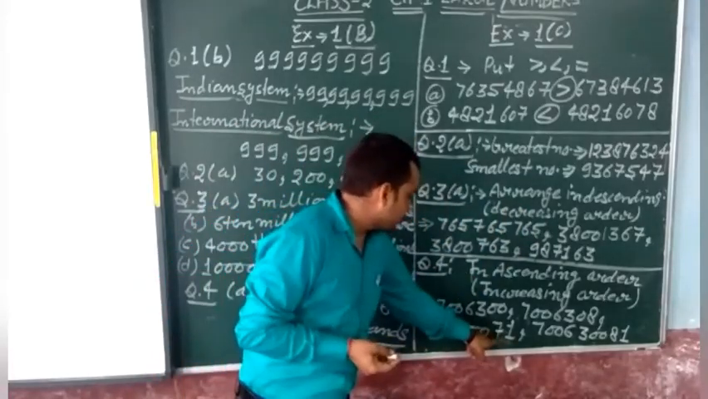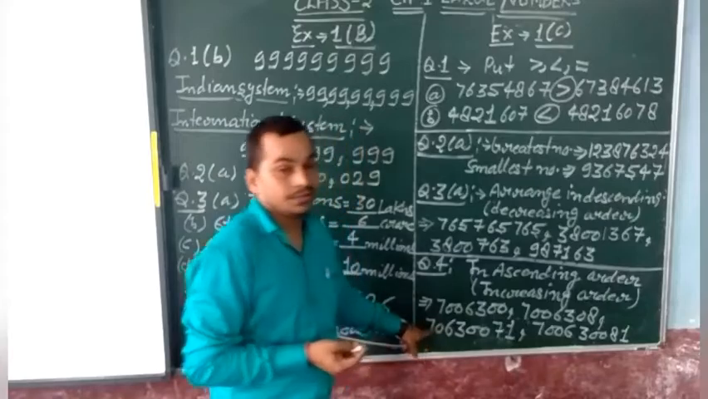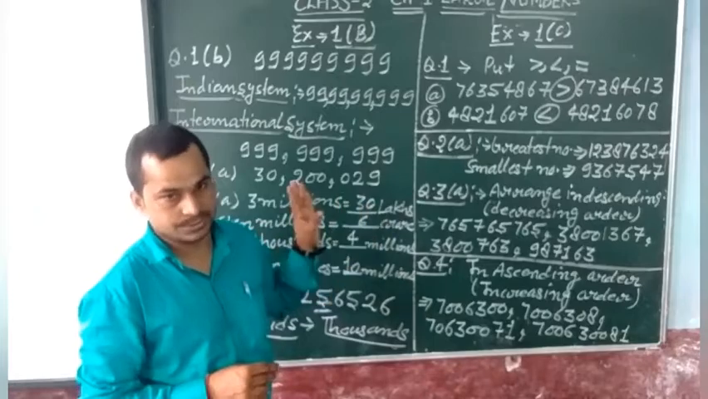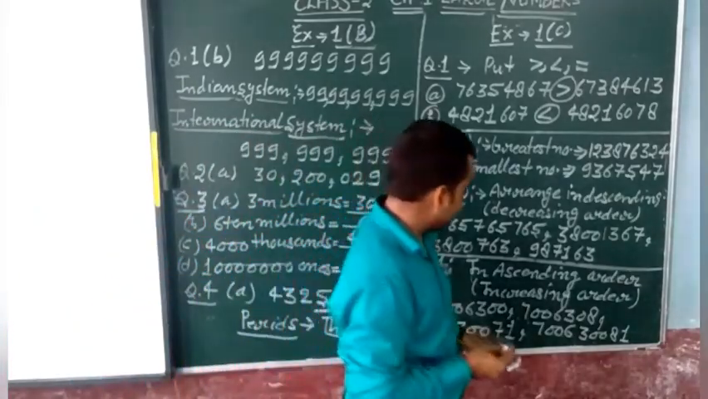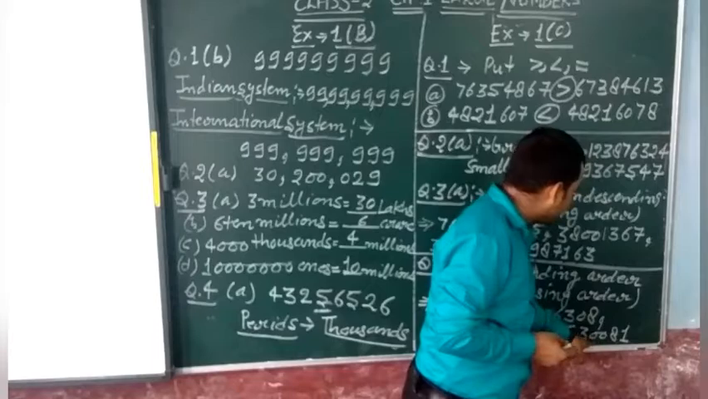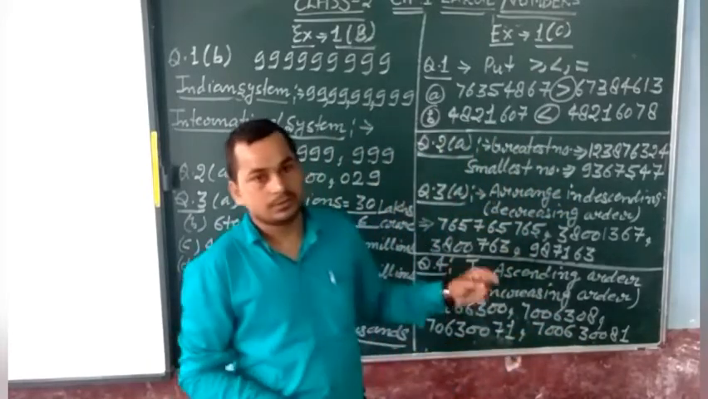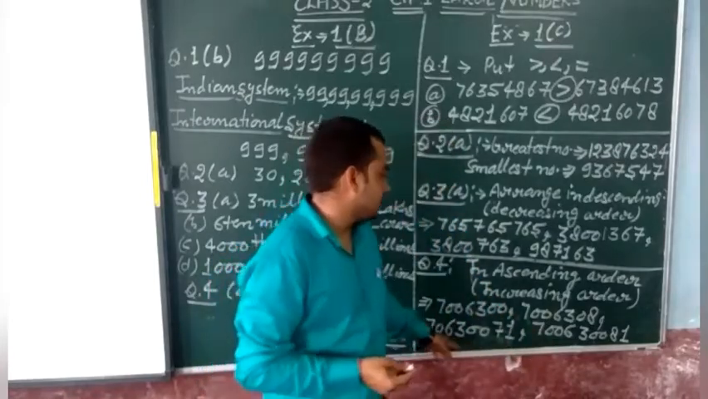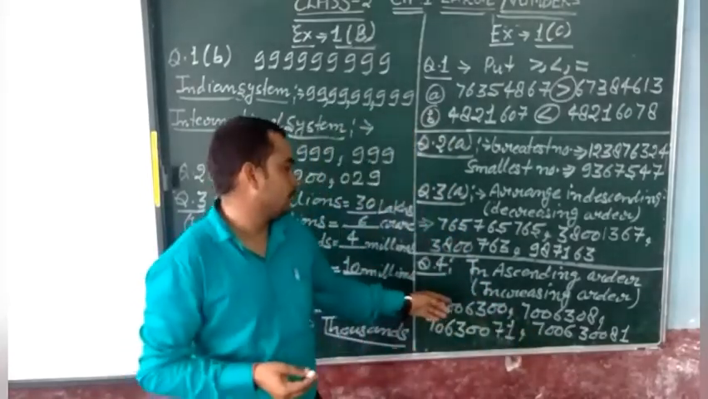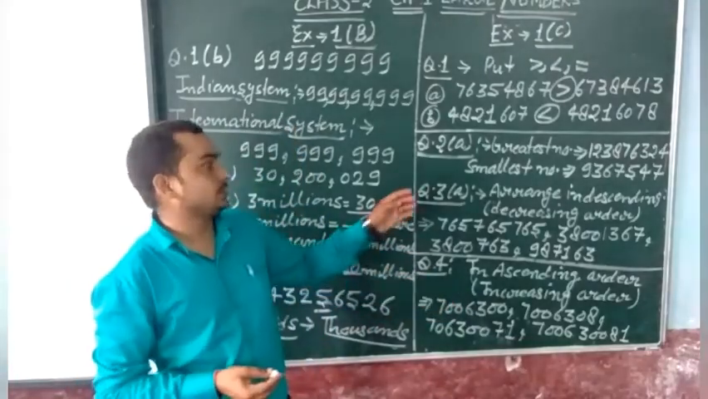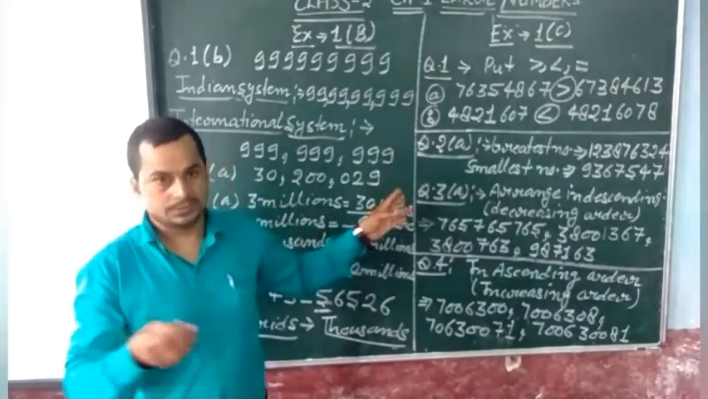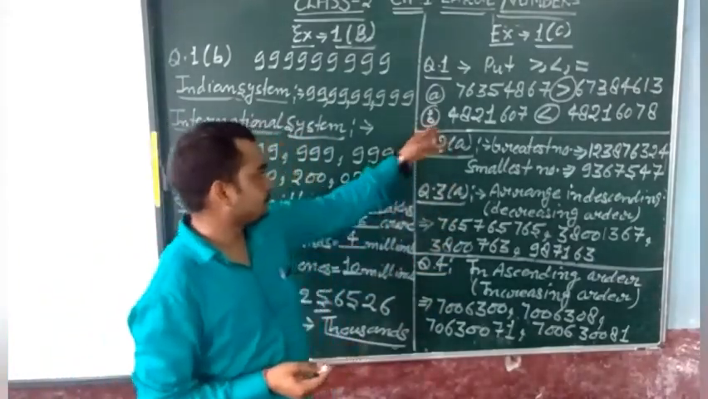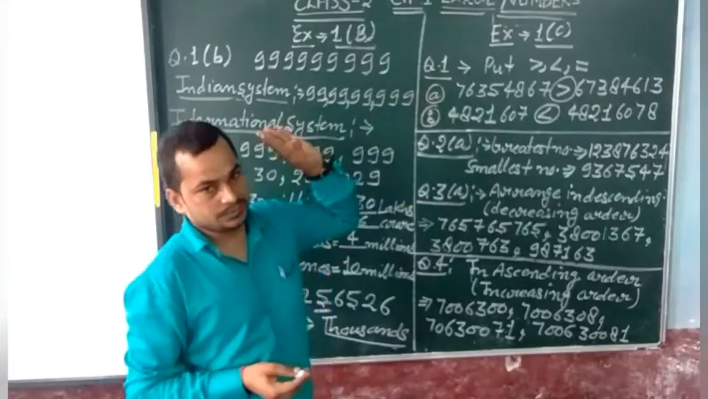Now 1, 2, 3, 4, 5, 6, 7, 8 has 8 digits. That is greater than both the previous two numbers. Then after that, 1, 2, 3, 4, 5, 6, 7, 8, 9. So this number has 9 digits. So this is the greatest number in the given series. So this exercise is completed, the remaining questions do like these parts.